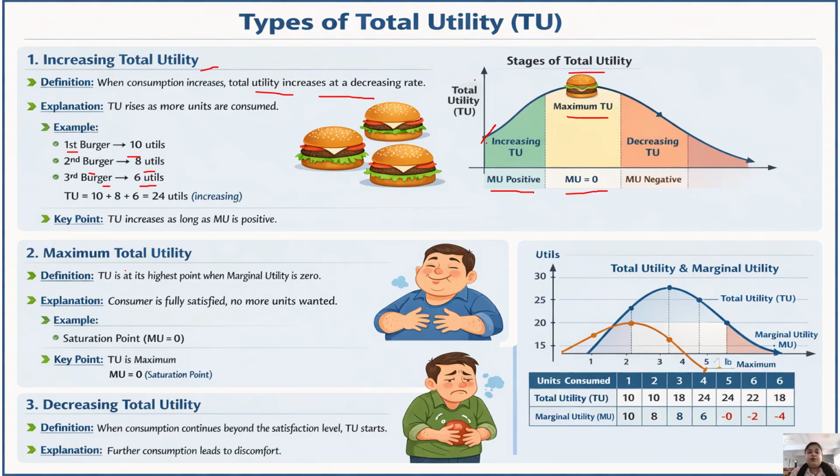Now, if the consumer goes beyond the maximum total utility point without wanting more, then total utility may be decreasing and marginal utility may be negative. So let's see this decreasing total utility point, when the consumption continues beyond the satisfaction level. Beyond satisfaction level means the highest TU point. Further consumption leads to discomfort and MU becomes negative. This is the total utility and marginal utility difference.